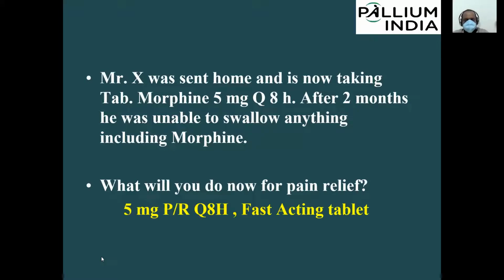So, okay, we will give 5 milligram morphine 8 hourly rectally. The tablet used will be the fast acting tablet. It is not the sustained release tablet. It is the fast acting tablet. If you crush the sustained release tablet, its property will be lost. So it should not be used.